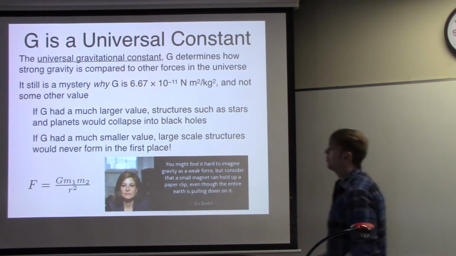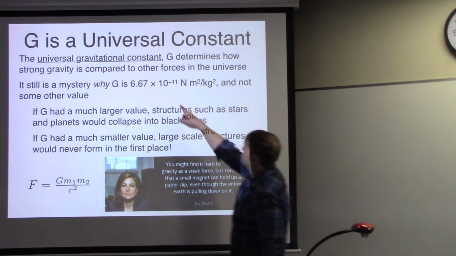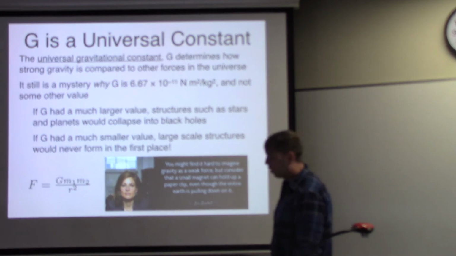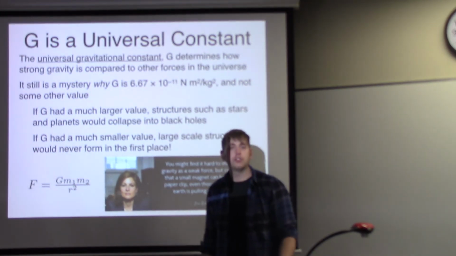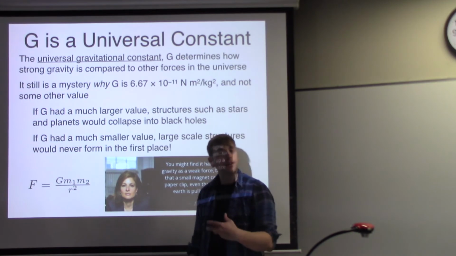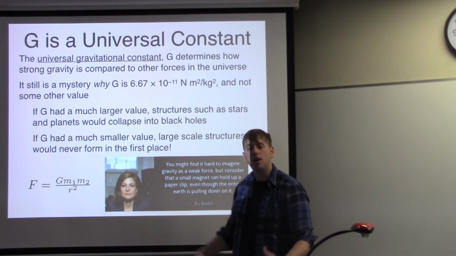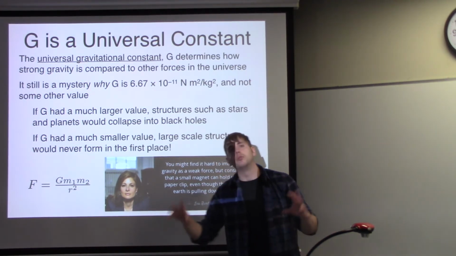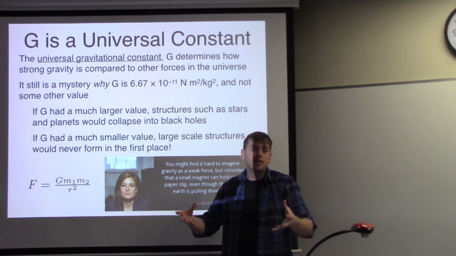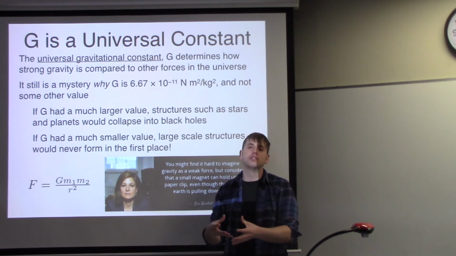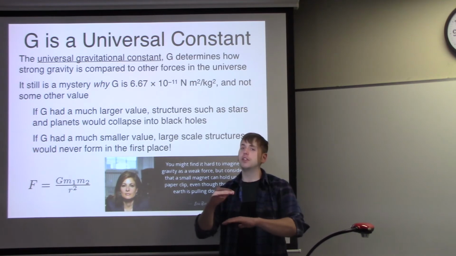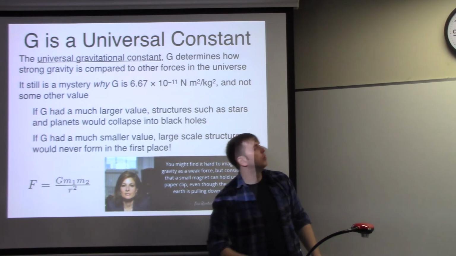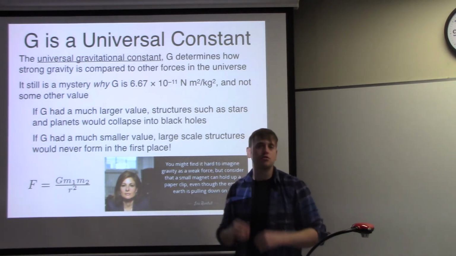On the other side of the spectrum, what if G had a value that was much smaller, and gravity was much weaker than it actually is? Well, in our universe, you need gravity for planets, stars, and galaxies to clump together in the first place. It's gravity that pulls them together to form a big structure. If gravity is too weak, you'll never form those big structures. So we happen to live in a universe where gravity is just right. It's not too strong, so that everything collapses into a black hole. It's not too weak, so that structures never form in the first place.